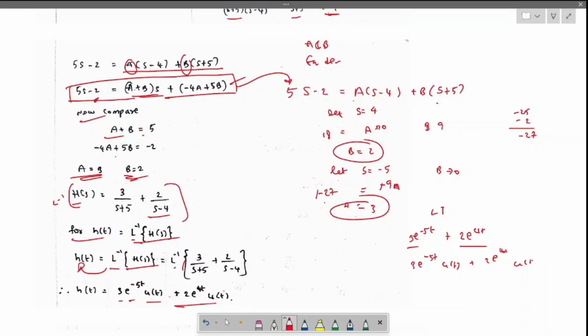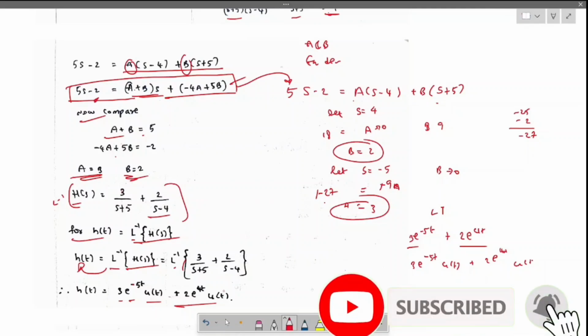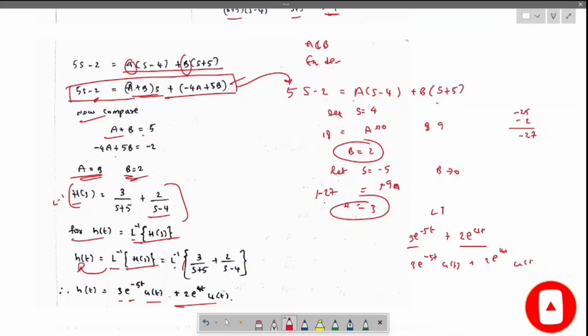So this is how the impulse response will be calculated. I hope you got the idea, because in many examinations the paper will have a question on impulse response. That's why I am preparing this video. People requested me to make this video. I hope you got the idea how we need to calculate the impulse response for the given system.